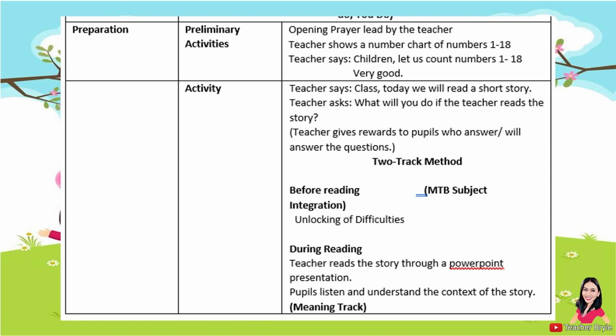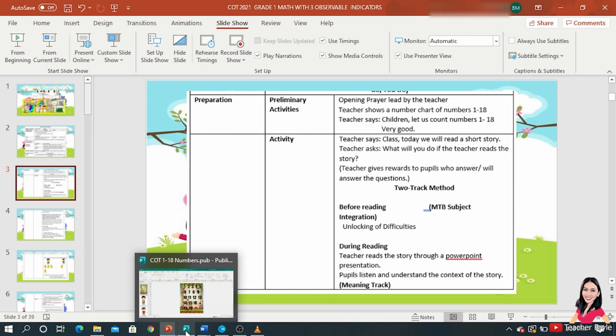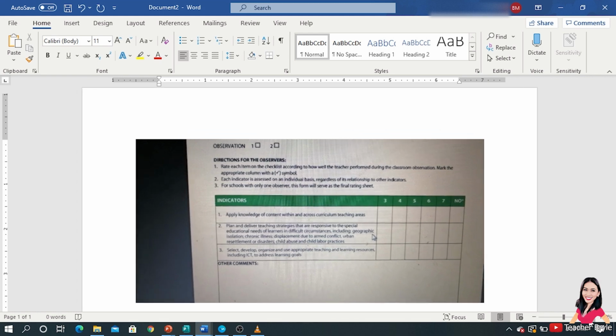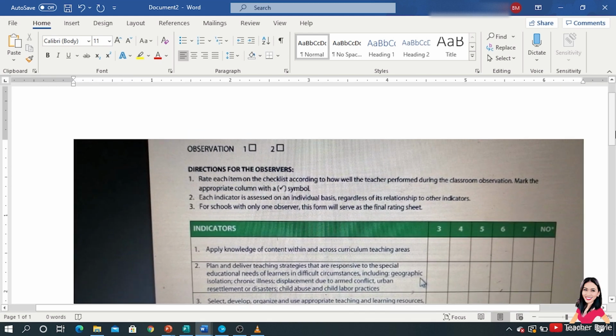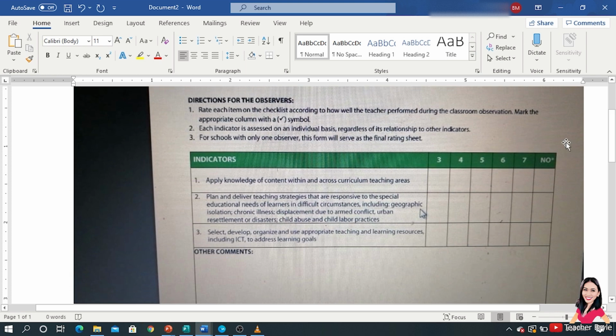So, remember, in this new normal, there are only 3 indicators that observers will observe and that you need to show. So these are what will be looked for in your presentation or during your classroom observation. So, we have 3 indicators.